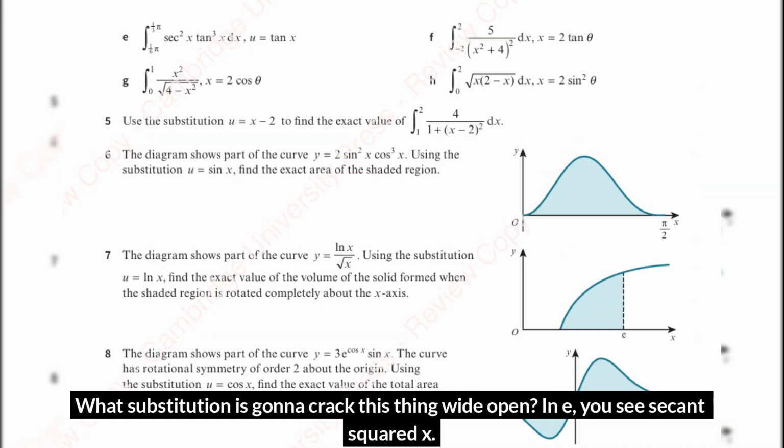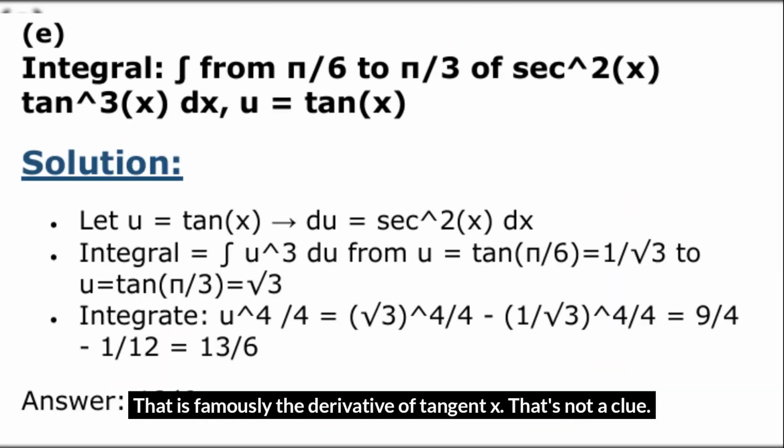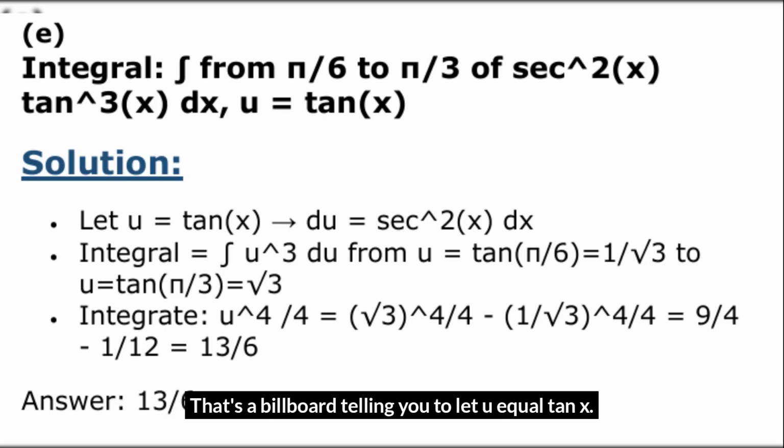What's the giveaway? What substitution is going to crack this thing wide open? In E, you see secant squared x. That is famously the derivative of tangent x. That's not a clue. That's a billboard telling you to let u equal tan x.